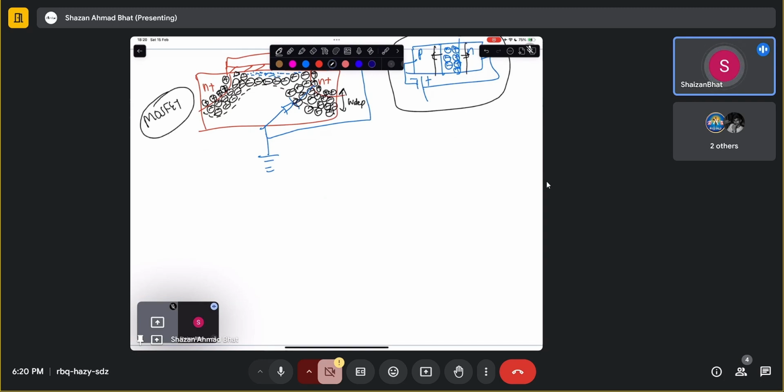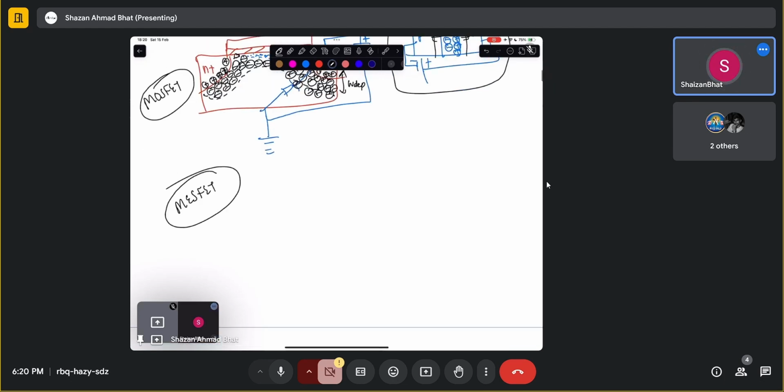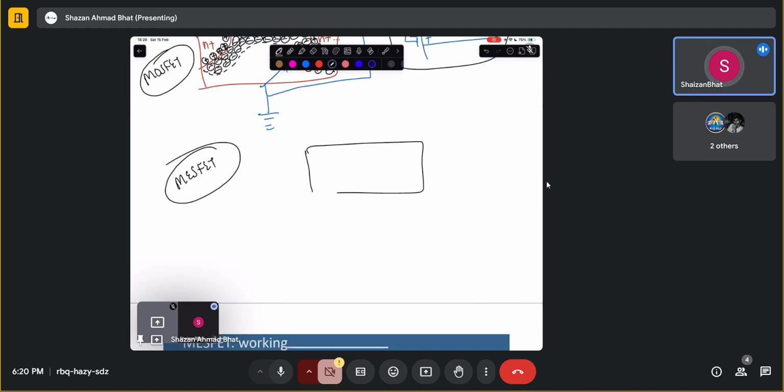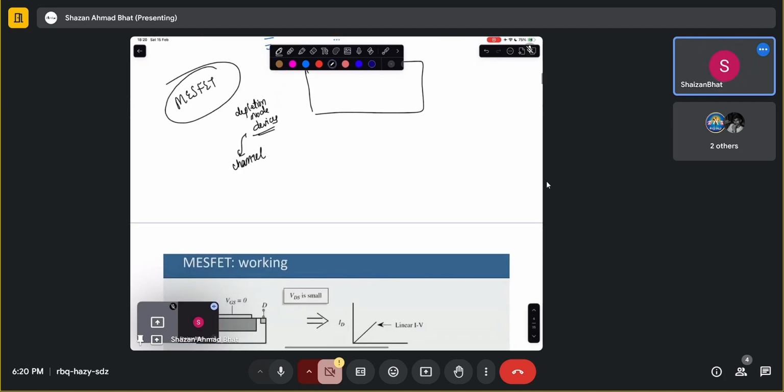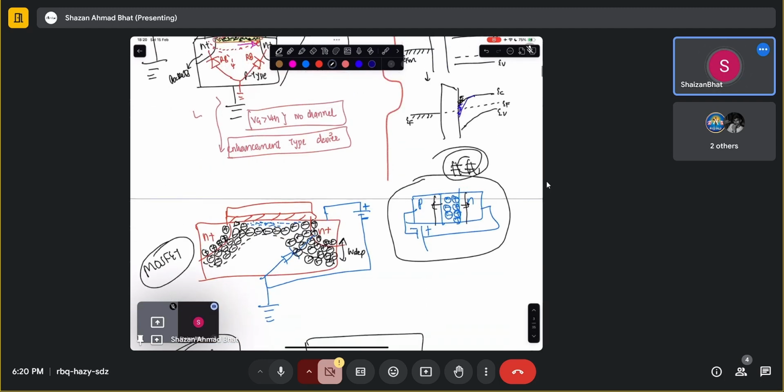Now what is so different about the MESFET? The difference is that these are depletion mode devices. What is a depletion mode device? In a depletion mode device, the channel is already there. You just have to make sure you are removing the channel. Channel already there. That means those electrons which we had to induce here, these particular electrons, were induced by the gate terminal.